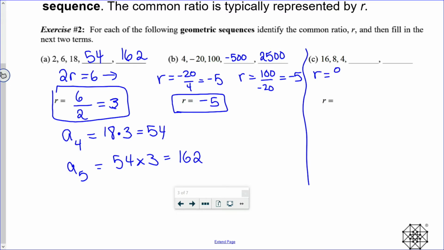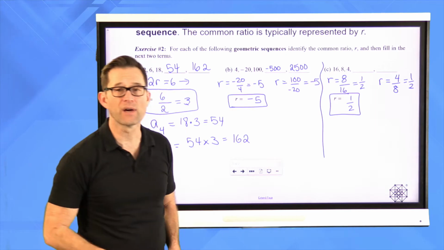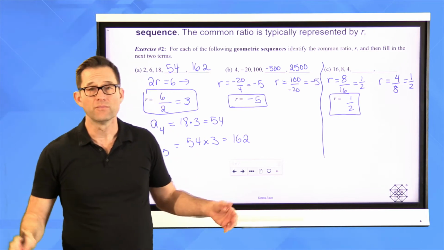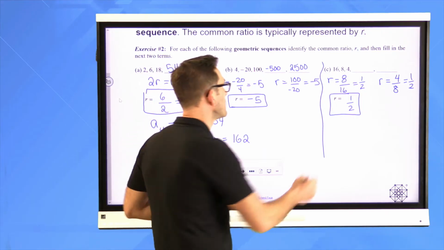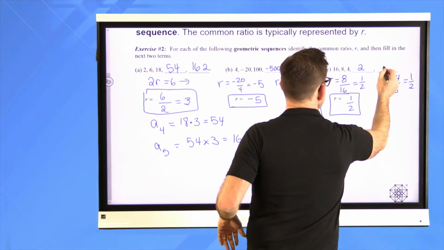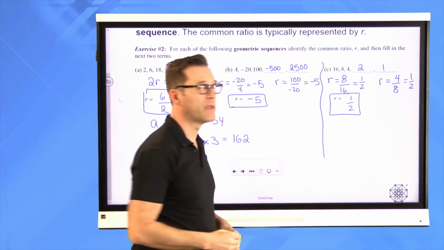r is going to be 8 divided by 16, and that's 1/2. And again, we can test it. The next one would be 4 divided by 8, and that's also 1/2. So in this situation, r is 1/2 or 0.5, whichever you prefer. Now we can take 4, multiply it by 1/2, and of course we get 2. Then we can take 2 and multiply it by 1/2, and we get 1.